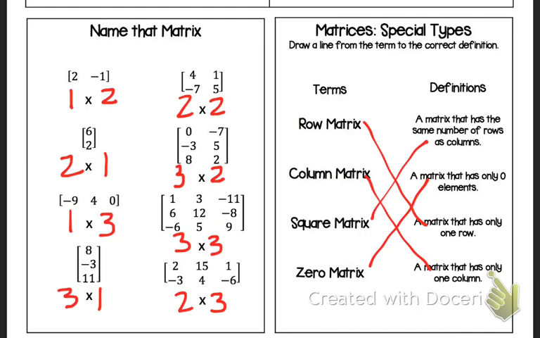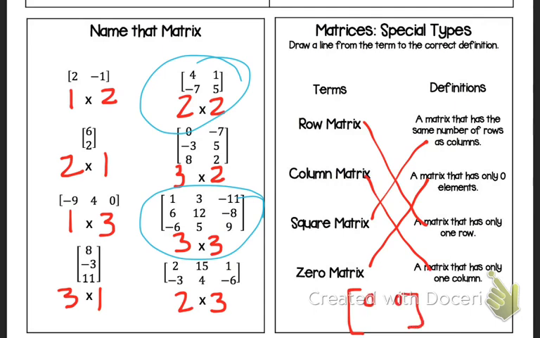And then some special types of matrices. A row matrix is a matrix that only has one row. A column matrix is a matrix that has only one column. A square matrix has the same number of rows and columns. So if you look over here, this would be an example of a square matrix. So would this, 3 by 3 and 2 by 2. And then a zero matrix, a matrix that has only 0 elements. It doesn't mean it has no elements at all. It means that it would look like this, 0, 0, 0, 0. That would be a zero matrix.